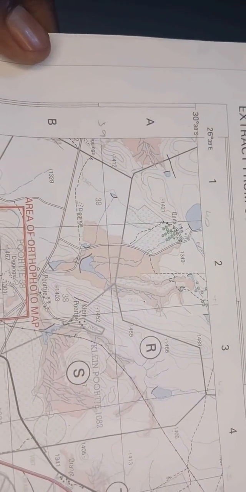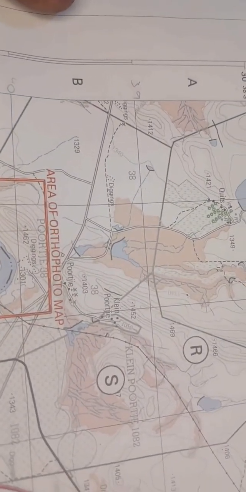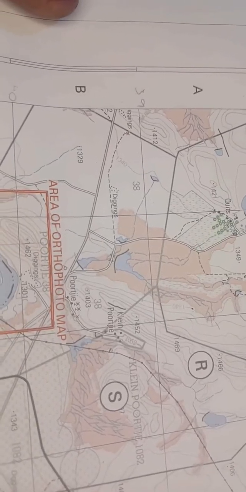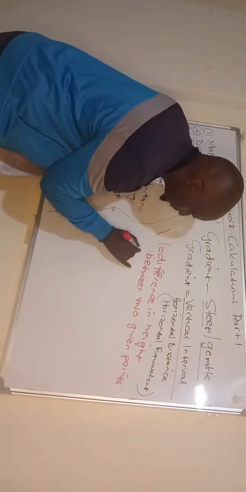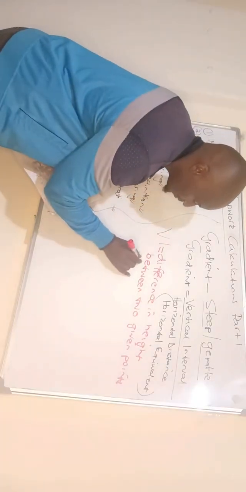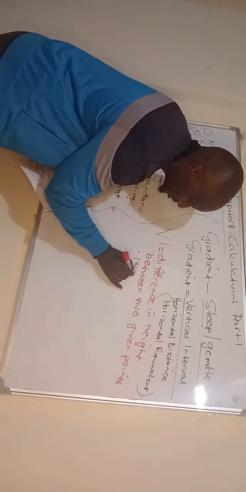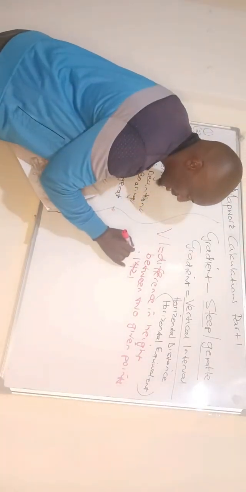Let me give an example. I'll get to our paper. The vertical interval, let's use the one that we used when we were calculating distance. So we have got these two spot heights. Remember, we have got 1421 and 1412. We are going to use those two. So we have got spot height A, 1421 and 1412.